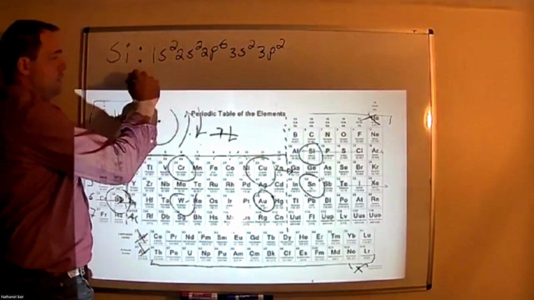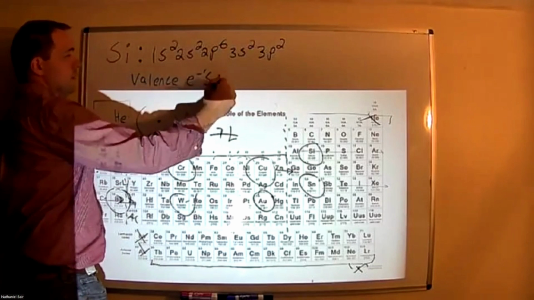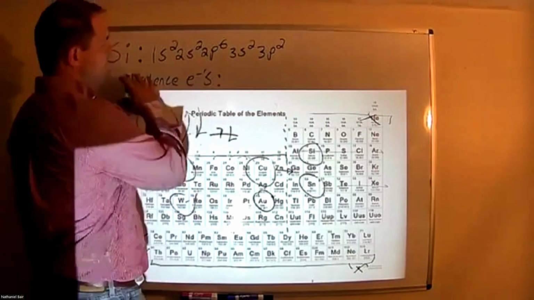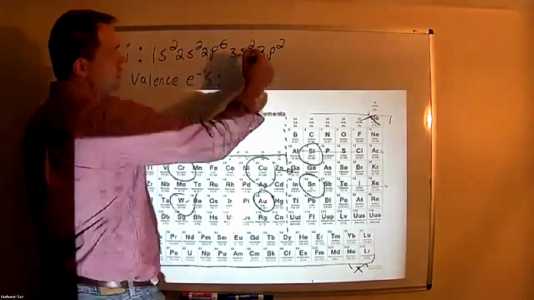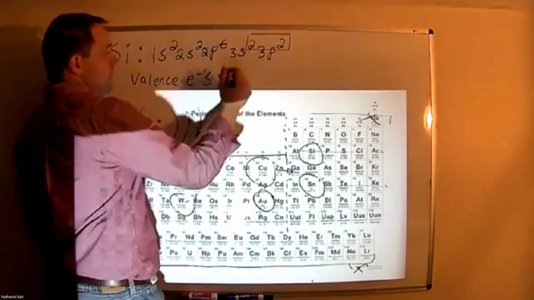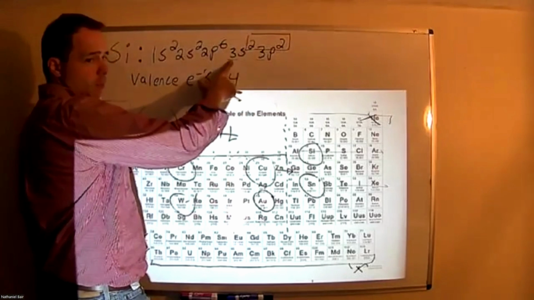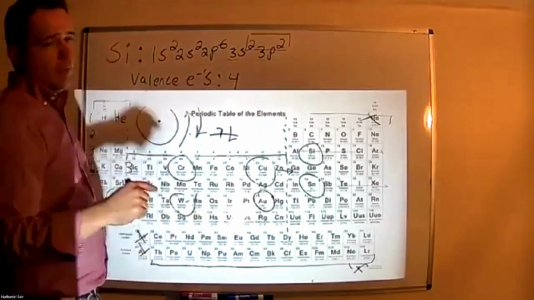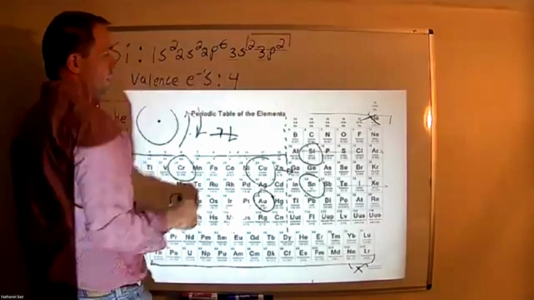Let's talk valence electrons. You've got to find the highest energy level. And the highest energy level for silicon is the third energy level. How many electrons does silicon have in the third energy level? The answer, 4. It has 2 in the third energy s orbital, the third energy sphere, and it has 2 in the third energy dumbbells, the p's. That's a total of 4 valence electrons.